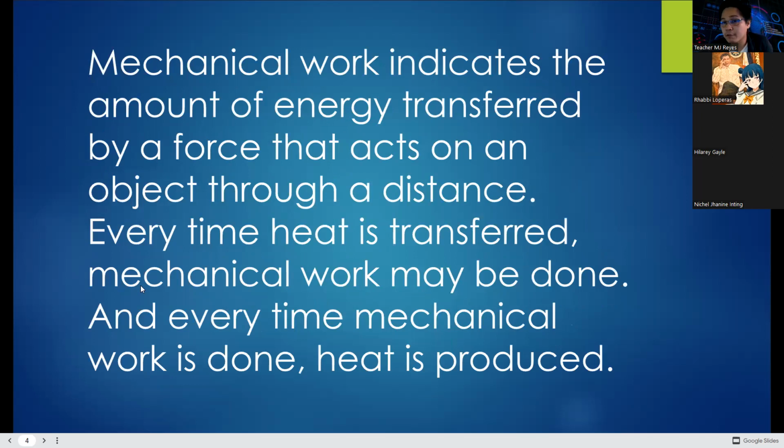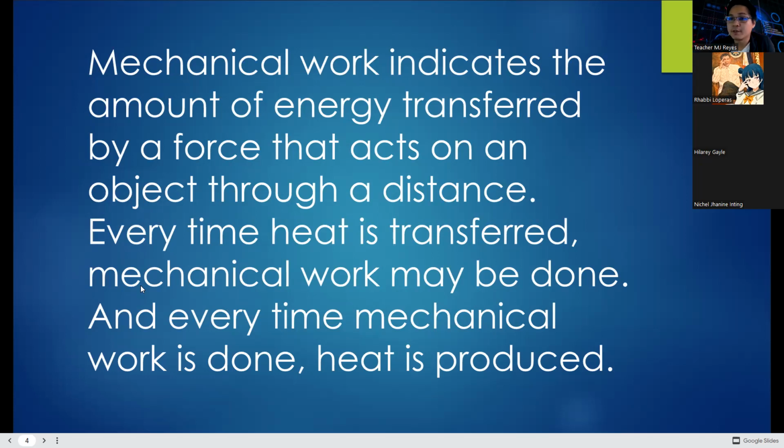Mechanical work indicates the amount of energy transferred by a force that acts on an object through a distance. Let's take a look at the detail. Every time heat is transferred, mechanical work may be done, and every time mechanical work is done, heat is produced. So when you say mechanical work, this is actually through a movement, just like when you use your engines. When there is mechanical work, again, heat is produced. Sometimes this engine also needs heat in order to work.